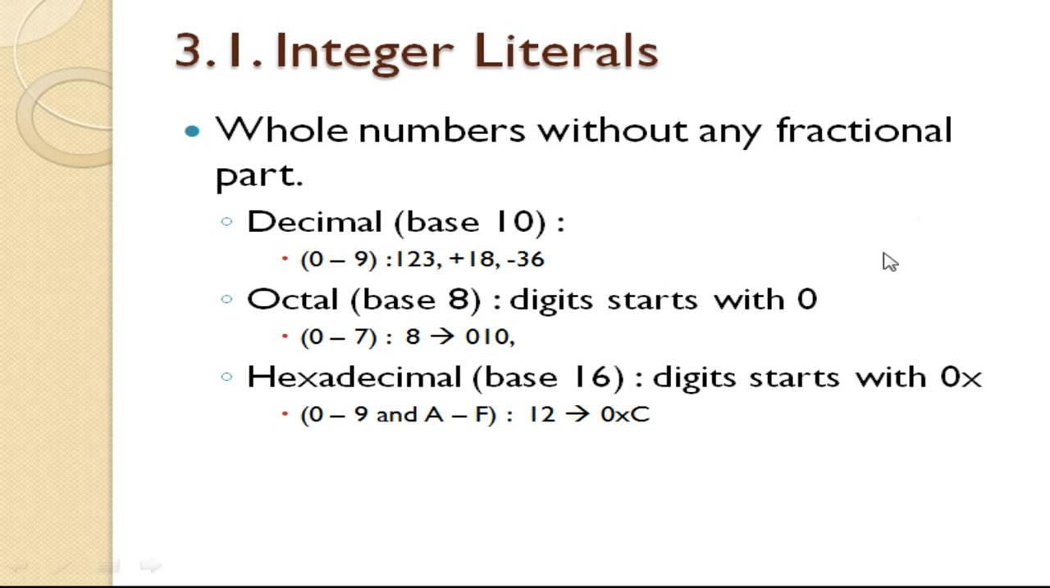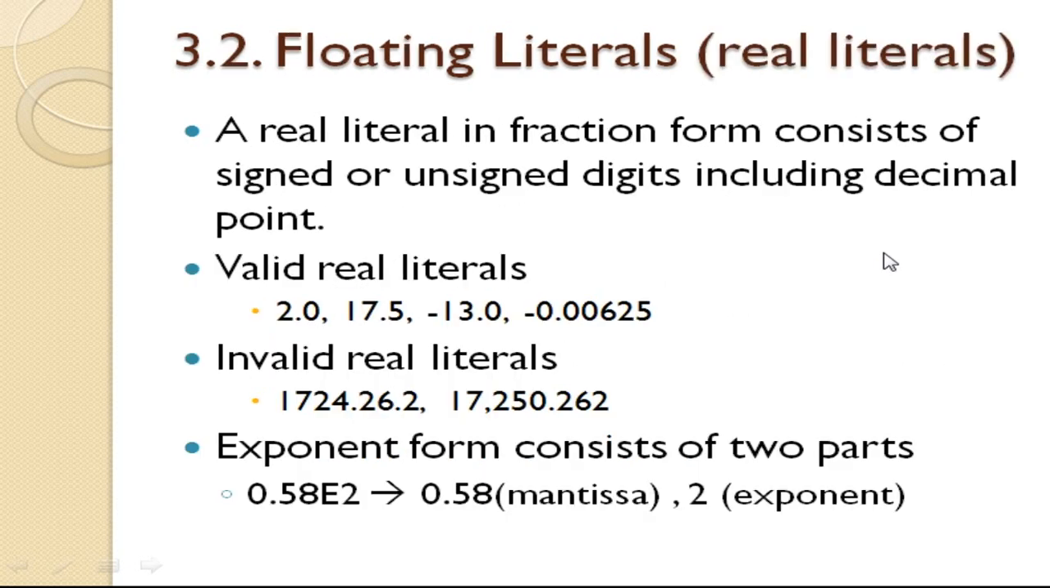Next literal you are going to see is floating literal, or you can call it real literals. A real literal is a fraction form consisting of signed or unsigned digits including a decimal point. That means if you have a number with a decimal digit, you call it a real literal. There are some valid ones, which have a minus sign also, and invalid ones. In the first example you can see two dots, so it is invalid, and in the second example you have a comma, which is a special character, so it is invalid.